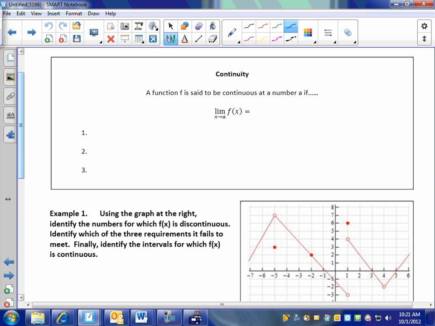A function f is said to be continuous if the limit as x approaches a of f of x is equal to f of a. Boys and girls, we will record tomorrow because we have to get through this.